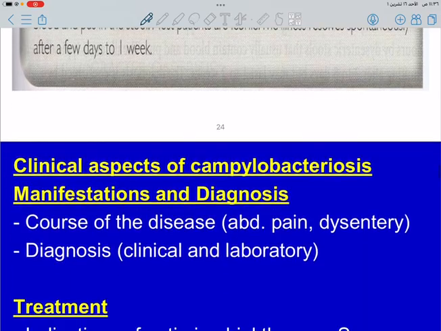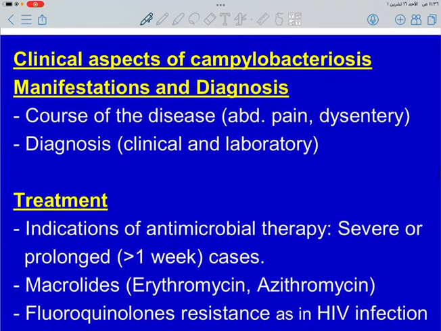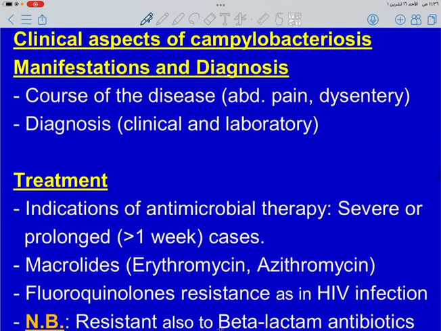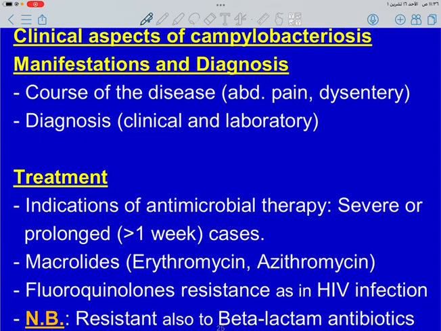The clinical aspect of campylobacteriosis: the course of the disease, abdominal pain, dysentery. Diagnosis is usually clinical, and we may do laboratory investigation such as culture of the microorganism, which is easily done. The treatment: usually no need for treatment, as I said, it is self-limited. But if it is severe and stays more than 1 week, in that case we have to use antibiotics.